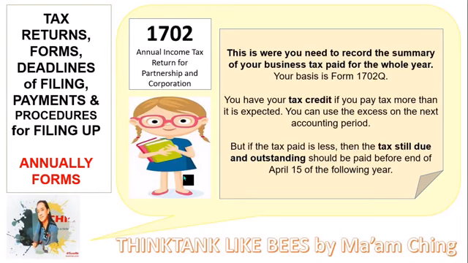Next is what we call the 1702, or the Annual Income Tax Return for Partnership and Corporation. Here is where you record the summary of your business tax paid for the whole year. Your basis here is Form 1702Q. It's the same as the 1701. You have a tax credit if you pay more tax than expected, so you can use the excess in the next accounting period. But if the tax paid is less, then the tax still due and outstanding should be paid before the end of April 15 of the following year.